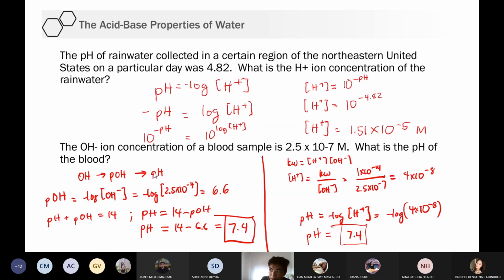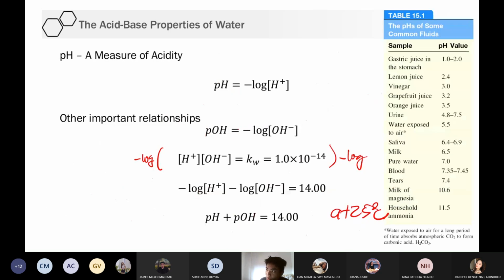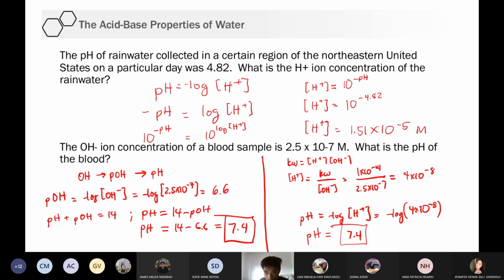So, from OH, POH to pH, may steps. From OH, gawin mong H plus, then gawin mong pH, may another step done. Okay? So, maraming ways, no, to answer this type of problem. Just remember the following relationships, no? So, yan. So, from KW, you can determine this or that, given ito or ayon. And from this, you can solve for this or that, no? Basta given yung isa. Okay? So, ganun lang. Don't be limited with one option.